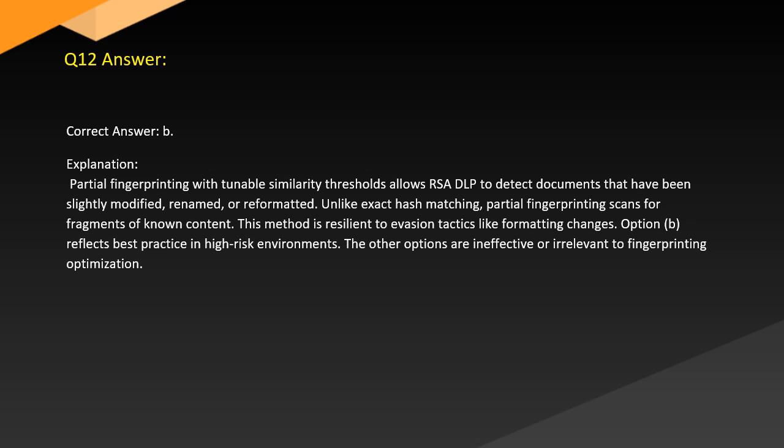Answer. Correct answer: B. Explanation. Partial fingerprinting with tunable similarity thresholds allows RLP to detect documents that have been slightly modified, renamed, or reformatted. Unlike exact hash matching, partial fingerprinting scans for fragments of known content. This method is resilient to evasion tactics like formatting changes. Option B reflects best practice in high-risk environments. The other options are ineffective or irrelevant to fingerprinting optimization.